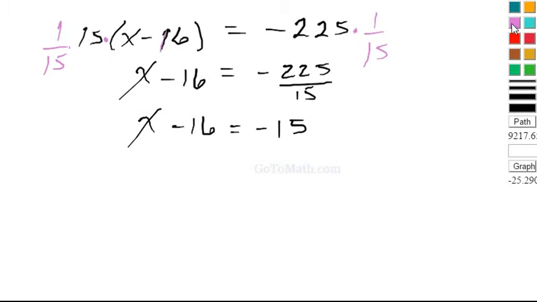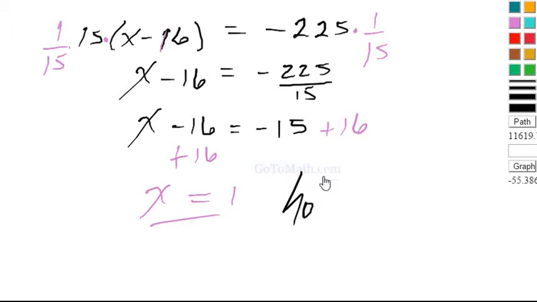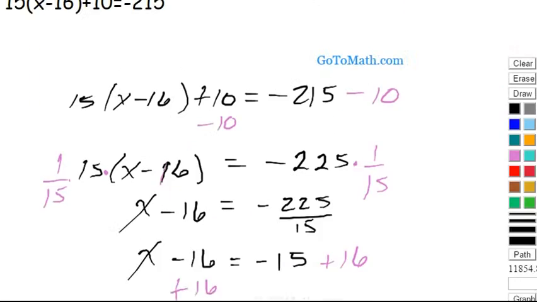So we want to get rid of this 16 now, so we just add 16 to both sides. Adding 16 to both sides, and so we end up with x is equal to 1. So the solution is 1.